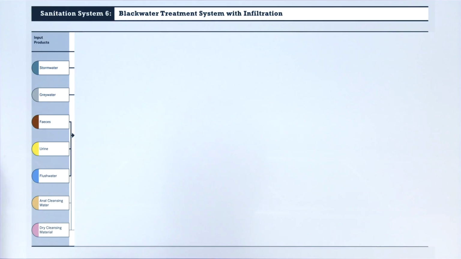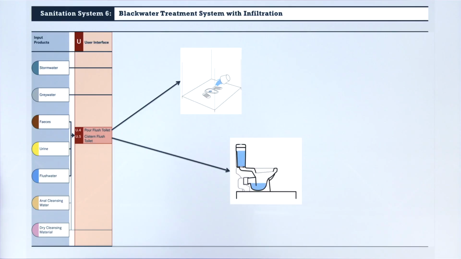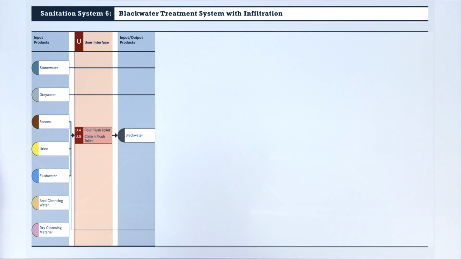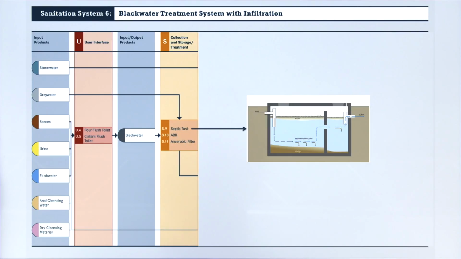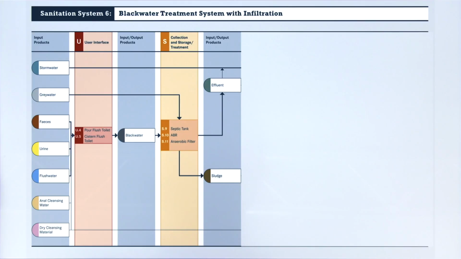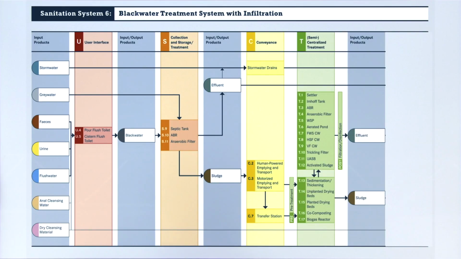The last system template from this section of water-based, mostly decentralized systems is called the black water treatment system with infiltration. As the name implies, a key feature here is the infiltration that happens. A water-based user interface generates black water, which is collected in an on-site storage technology, like the septic tank shown here, that produces both effluent and sludge. Sludge, as we have seen, requires a number of sequential and sometimes parallel technologies to transport, treat, and use it.